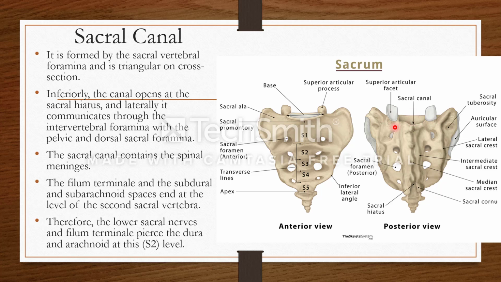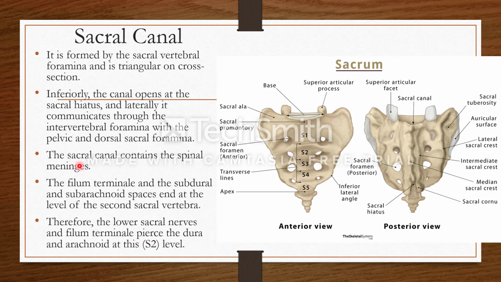Now the sacral canal is formed by the sacral vertebral foramina and it is triangular on cross section. Inferiorly, the canal opens at the sacral hiatus and laterally it communicates with the intervertebral foramina and the pelvic sacral foramina. These are the pelvic sacral foramina and these are the dorsal sacral foramina. The sacral canal contains the spinal meninges, the filum terminale and the subdural and subarachnoid spaces at the level of the second sacral vertebra.